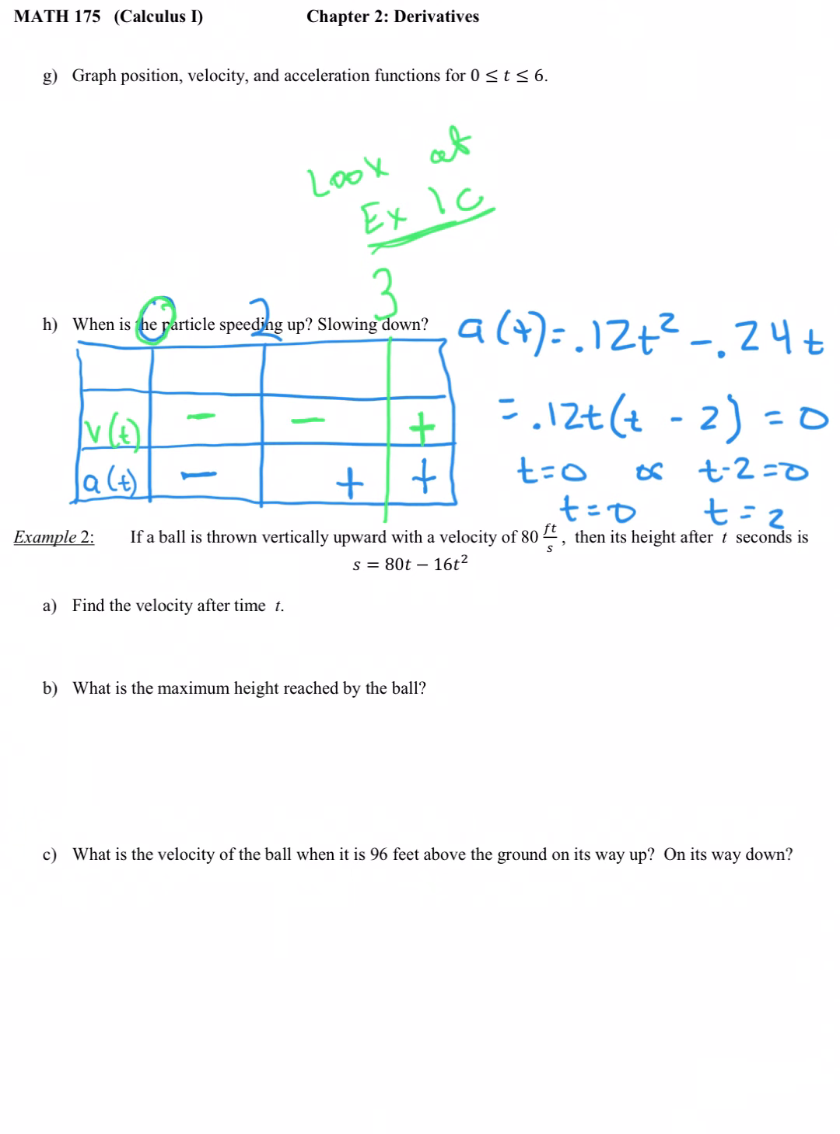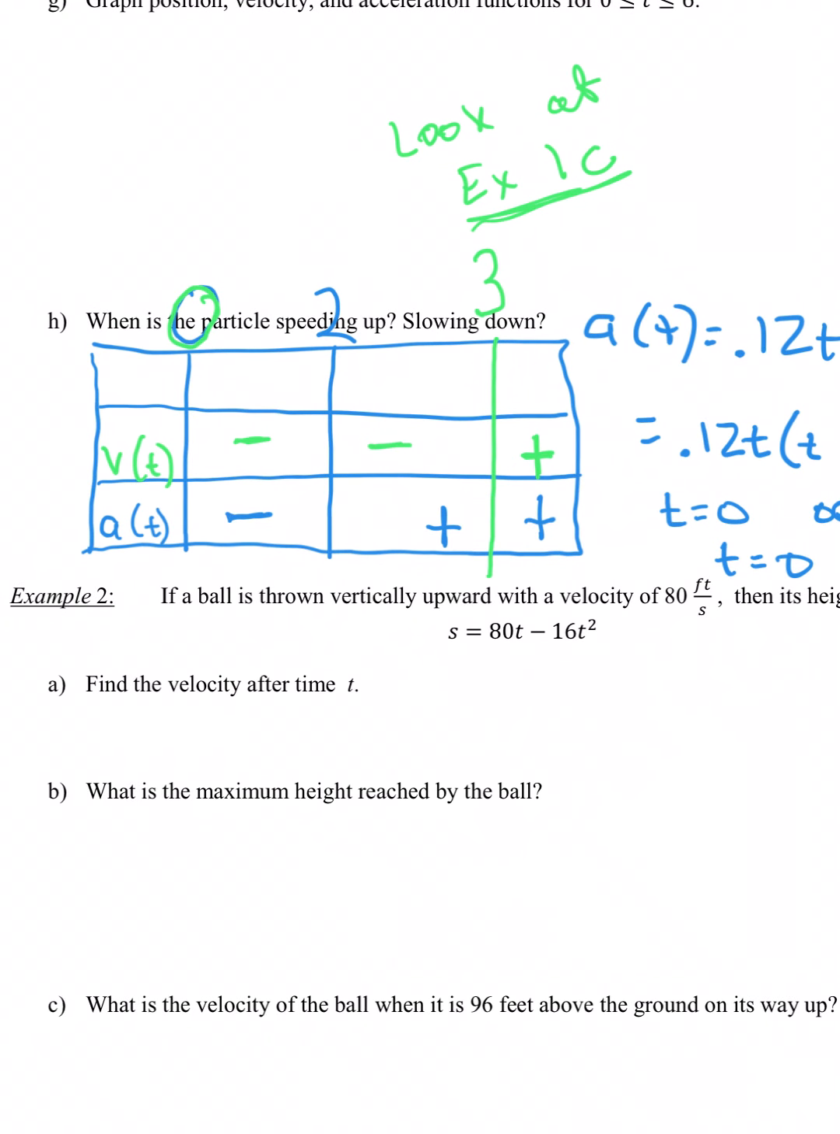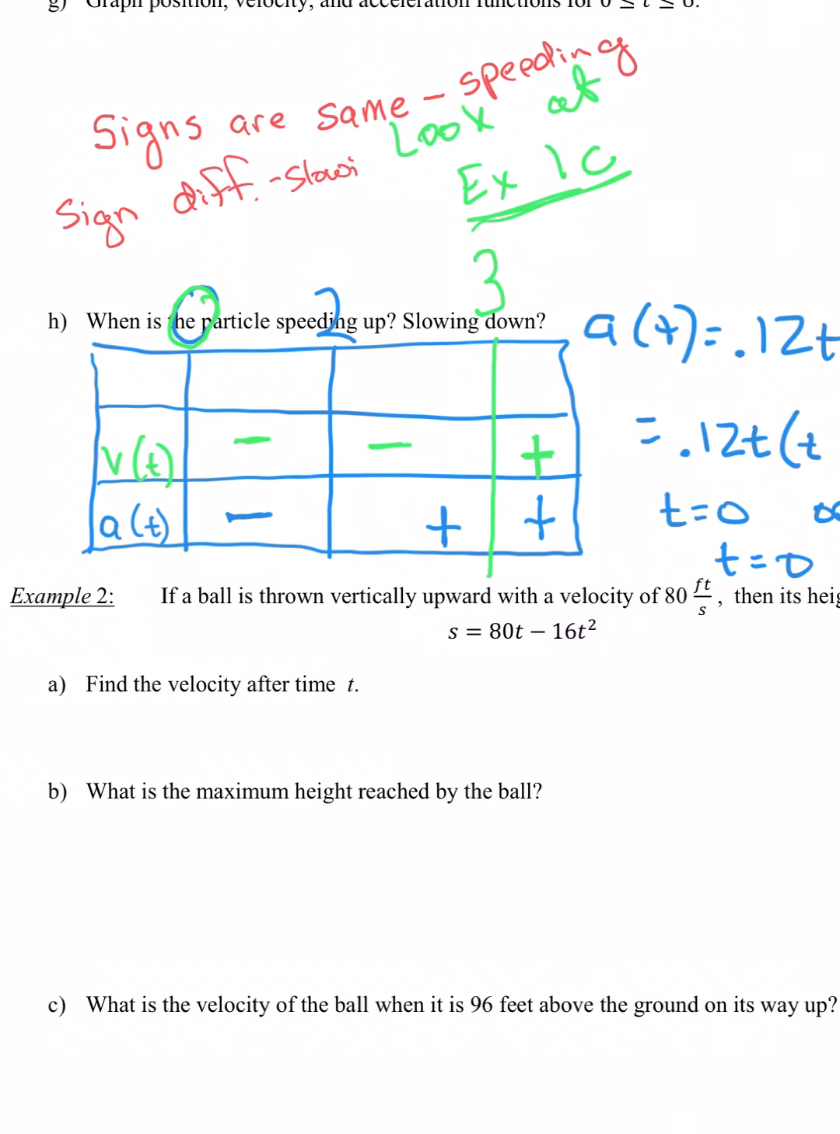So this is what we do. If we need to know if a particle is speeding up or slowing down, when your signs are the same, we have speeding up. Let me just erase this little note here. Oh, it won't let me. Okay, but when the signs are different, we have slowing down. So let's take a look at this.